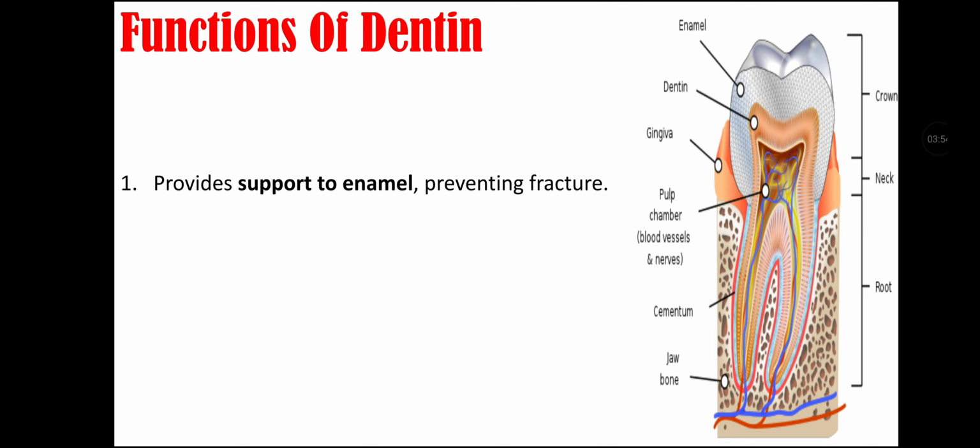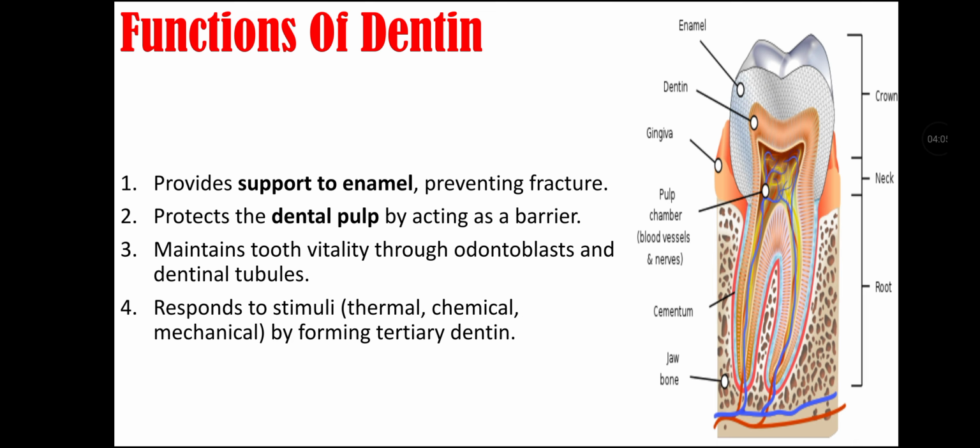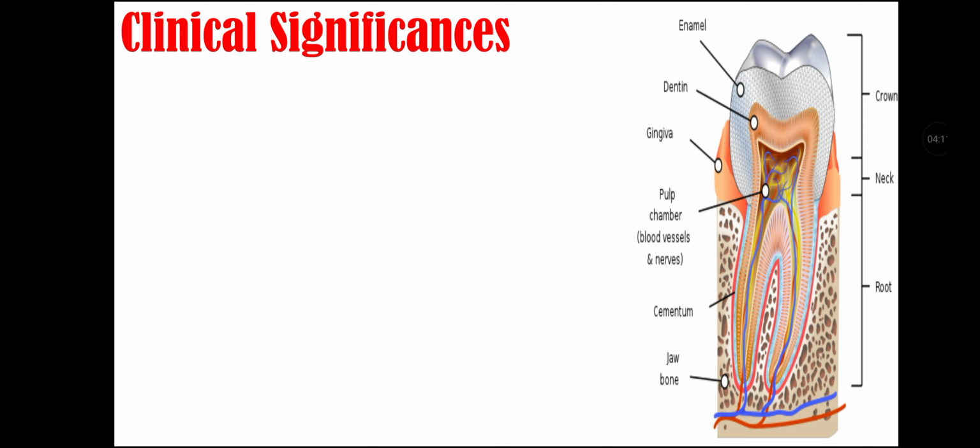Functions of dentin. First, it provides support to enamel, thus preventing fracture. Second, it protects the dental pulp by acting as a barrier. Third, it maintains tooth vitality through odontoblasts and dentinal tubules. Fourth, it responds to stimuli like thermal, chemical and mechanical stimuli by forming tertiary dentin.